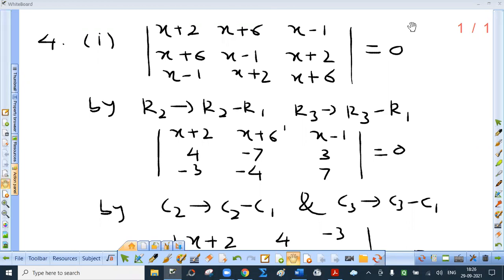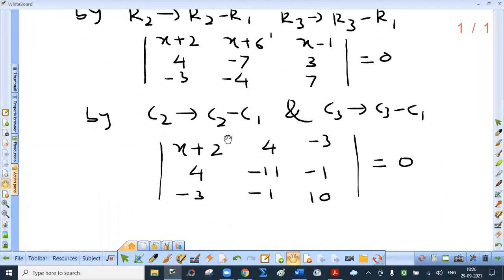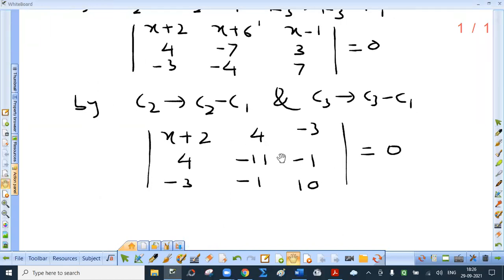For that, I use R2 changes to R2 minus R1, R3 changes to R3 minus R1. You may ask, how can we apply these two at the same time? See, when I say R2 changes to R2 minus R1, R1 is not changed. So I can say R3 changes to R3 minus R1, right? So on applying these two, we get this. At this stage also you can expand. But if I use C2 changes to C2 minus C1 and C3 changes to C3 minus C1, I get this determinant. This is equal to 0, right? Now expand this and tell me the value of x.